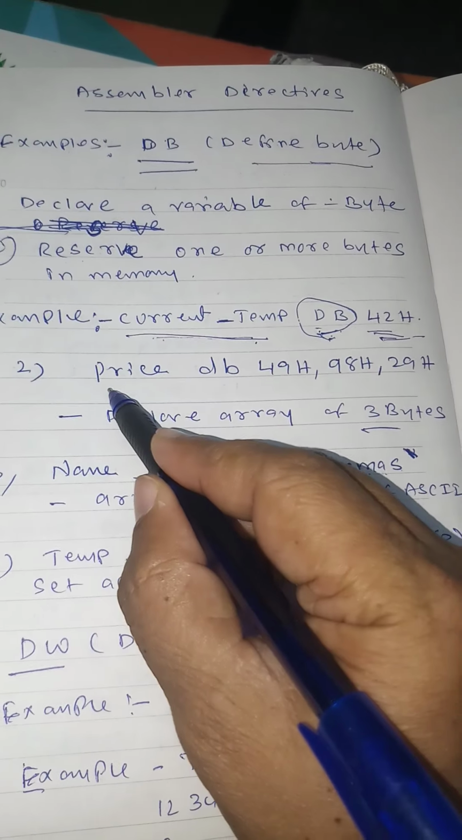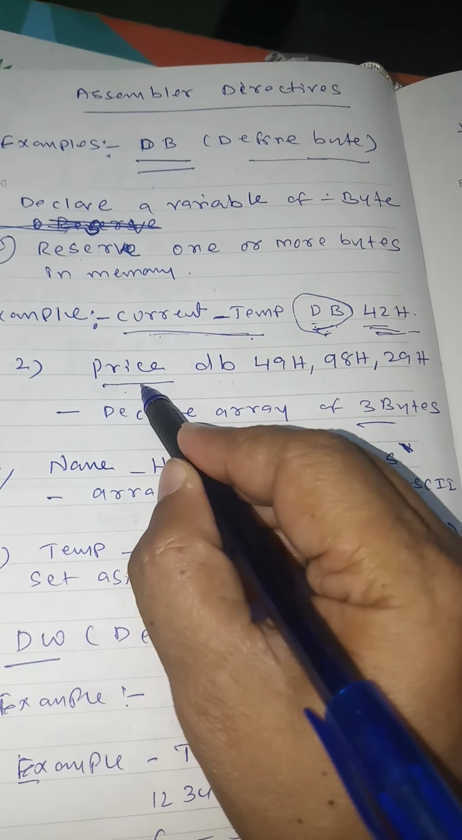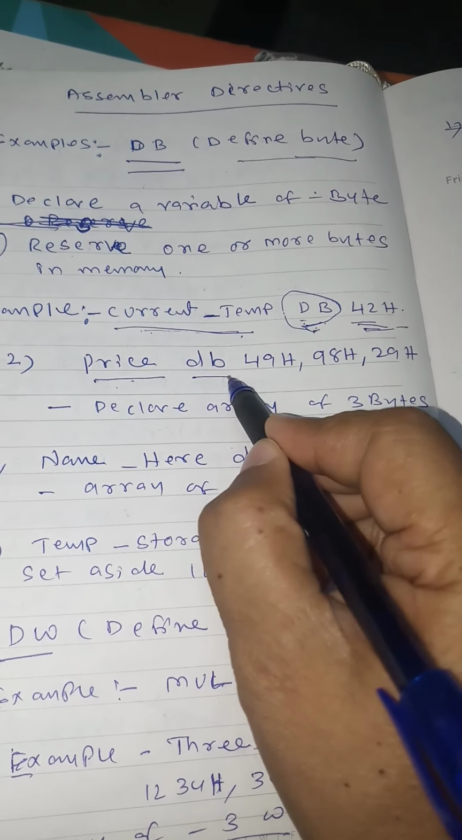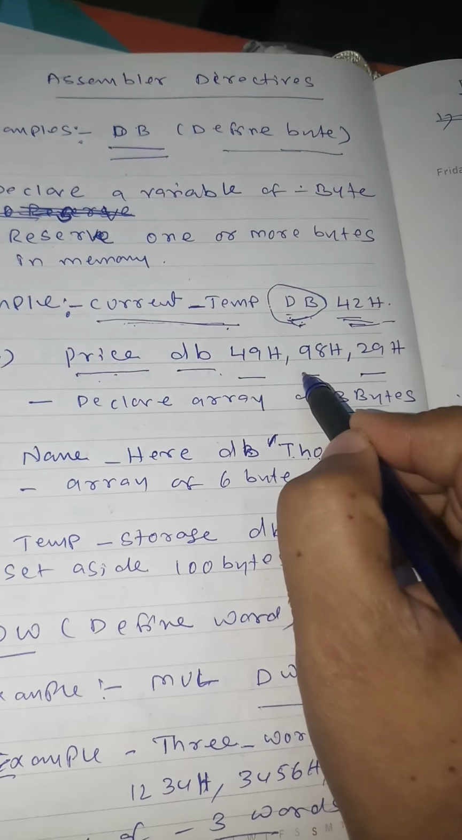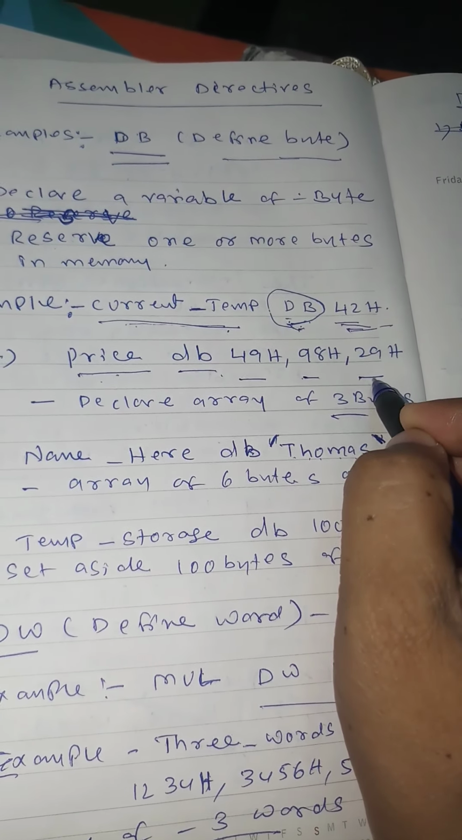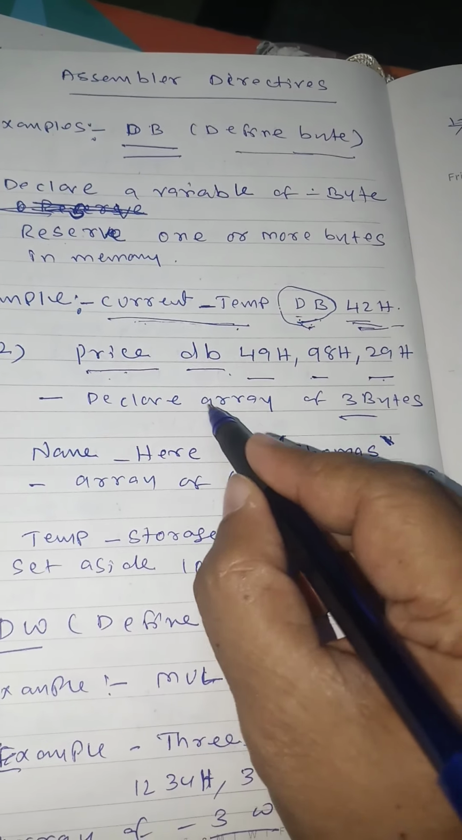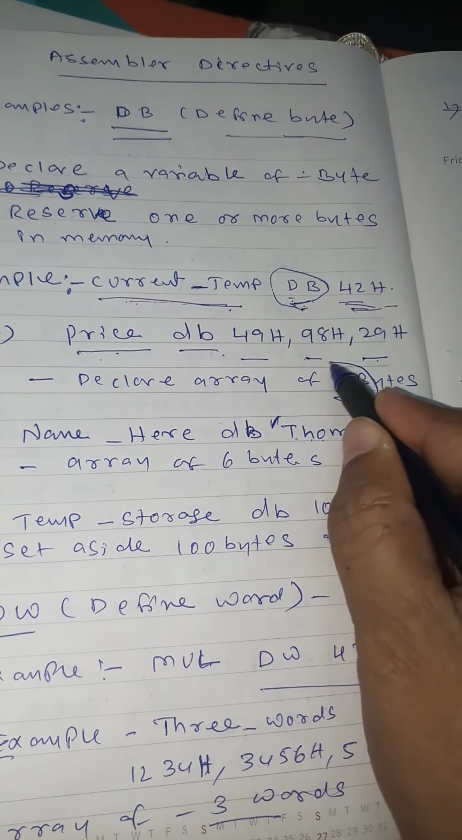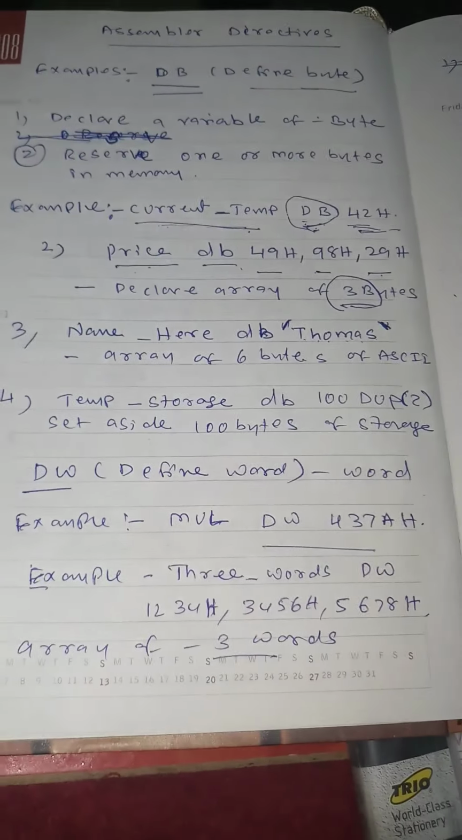Let us see the next example called price. Price is the name of the variable, and the size of each element is a byte, and we have 49, 98, 29, meaning 3 memory locations have to be reserved. So that is called an array. It is an example of declaring an array of size 3 bytes. Okay, like this we have different examples shown here.